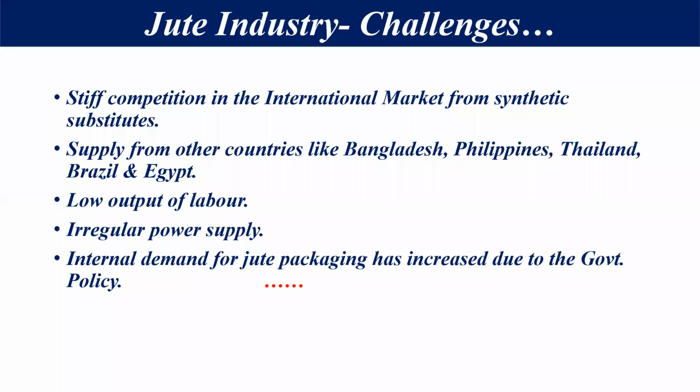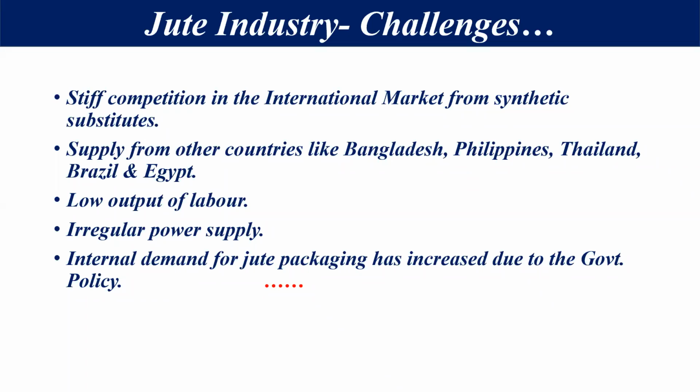Internal demand would be the most important. Our Indian government has taken the initiative that we must promote jute products. We must decrease the use of plastic things and polythene things. That's why internal demand has increased, and due to this, we are not able to export much of our product abroad. So these are the major challenges which our jute industry faced, right?